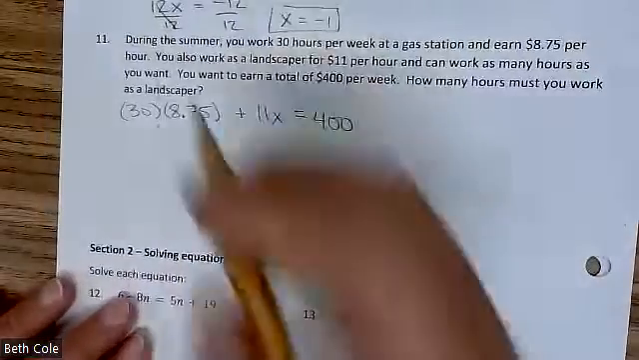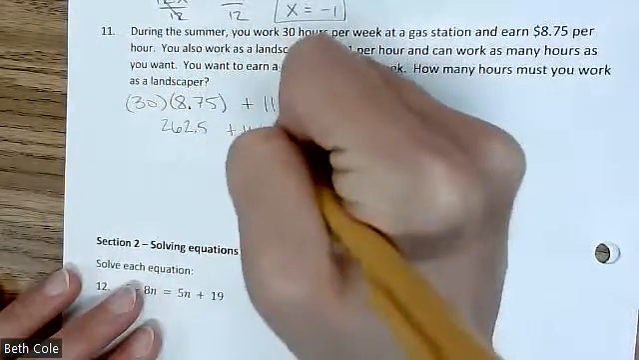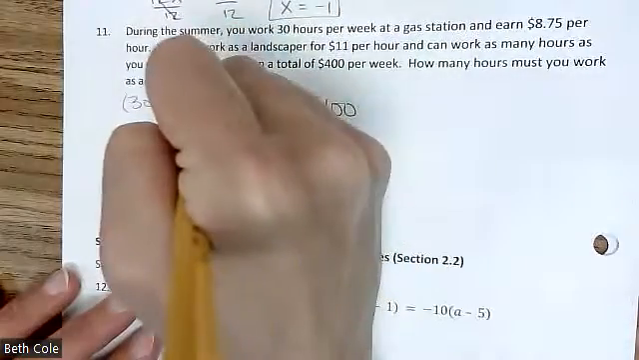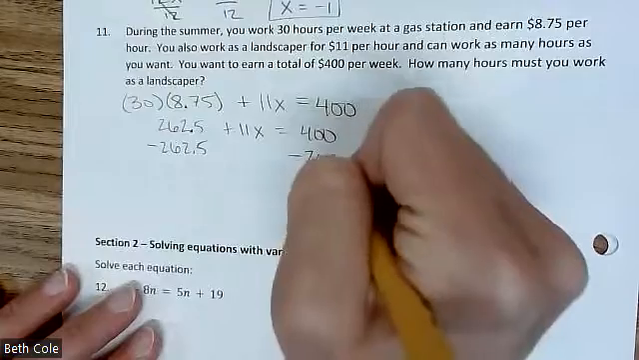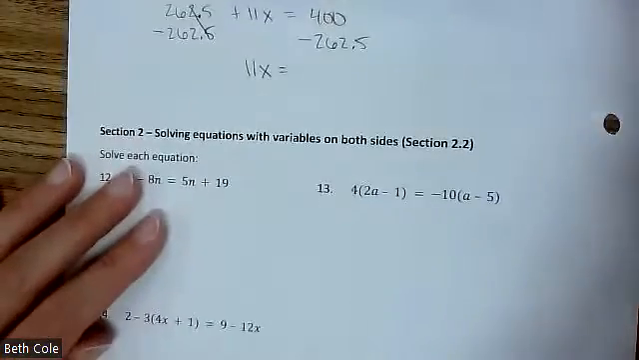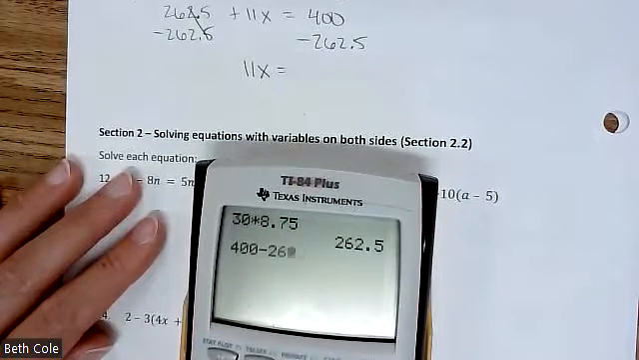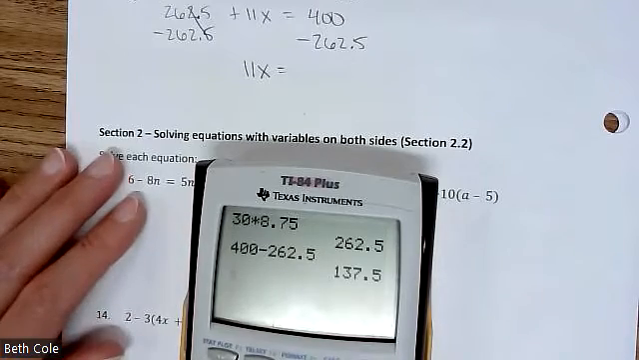262.5. Plus 11x equals 400. And then you would subtract the 262.5. And I will, again, type that in for us. 400 minus 262.5. You want to give it a guess? 137.5.